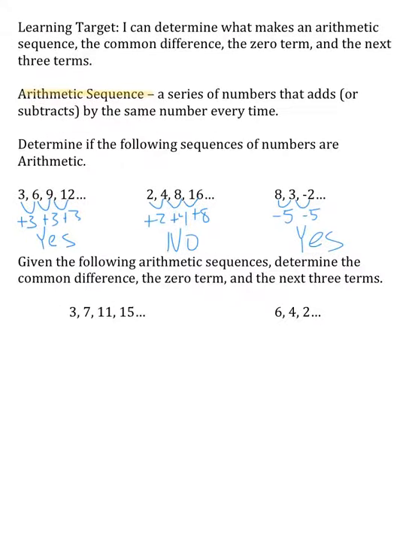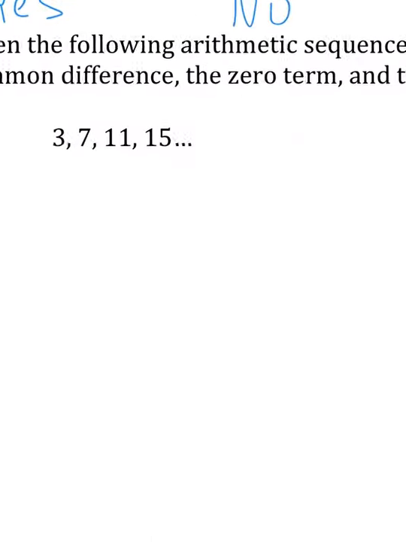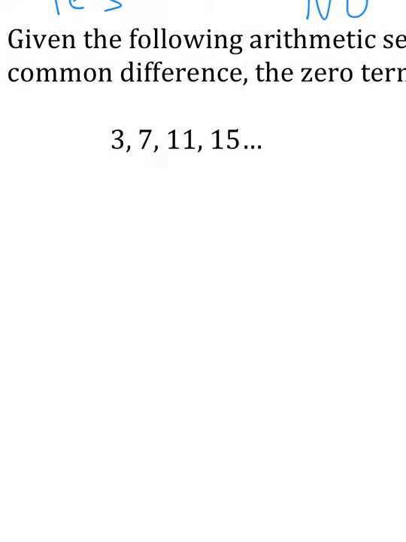Okay, now that we're given the following arithmetic sequences, we're going to determine the common difference, the zero term, and the next three terms. If you remember, the common difference is the number that we subtract or add by every time. We know this is an arithmetic sequence because it was told that it is, so we don't really have to figure that out.